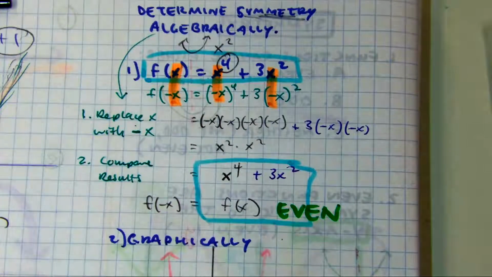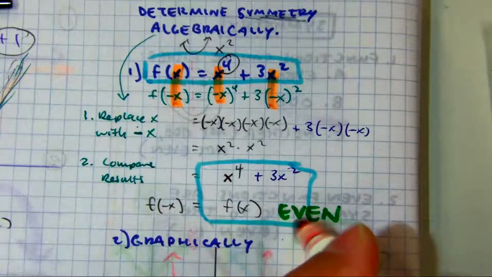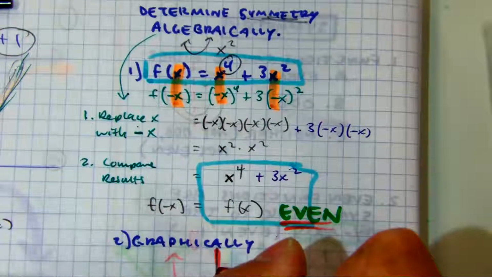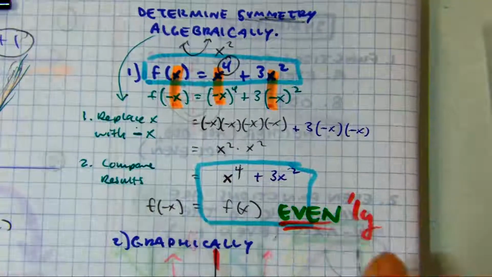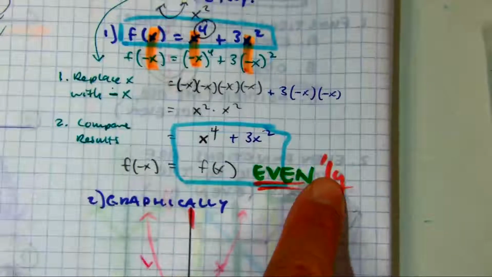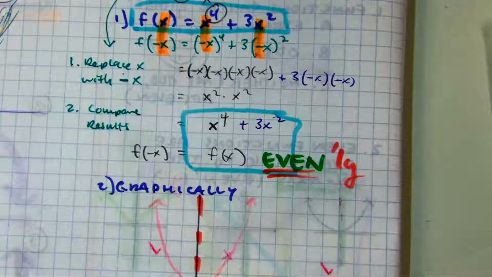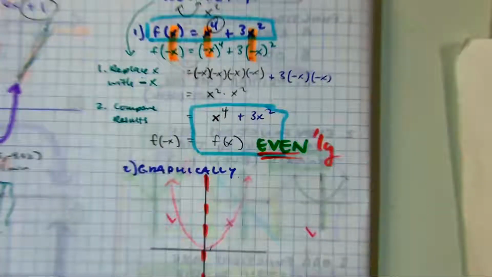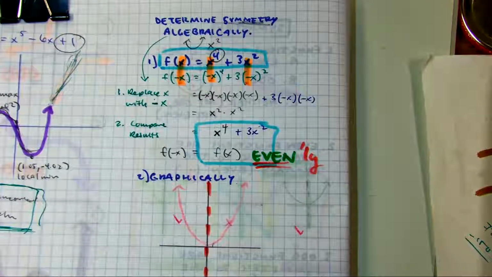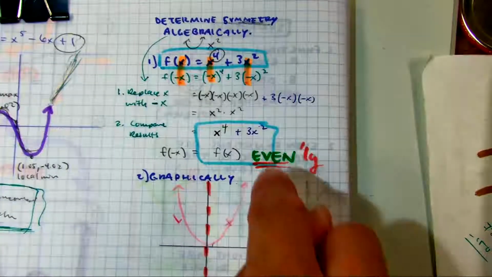Does that make sense? And then our symmetry is even, so it should be evenly, right? That's my silly phrase, that you're going to draw a line down the y-axis. So I wanted to show you that graphically and algebraically our answer is even.